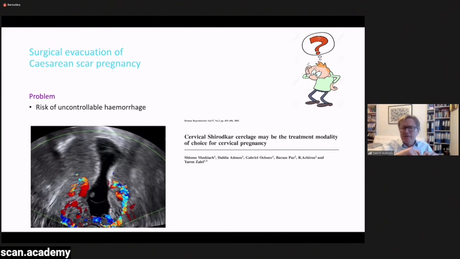So I tried Foley catheter first, as I did before. I didn't like it, as I had sepsis and incomplete success. And I found this paper from a group from Israel with Mashiach, who said we should use cervical suture to treat cervical pregnancy, and it seems to work in their hands. They had a few cases, and they said they had very good results. I said, well, that sounds logical.